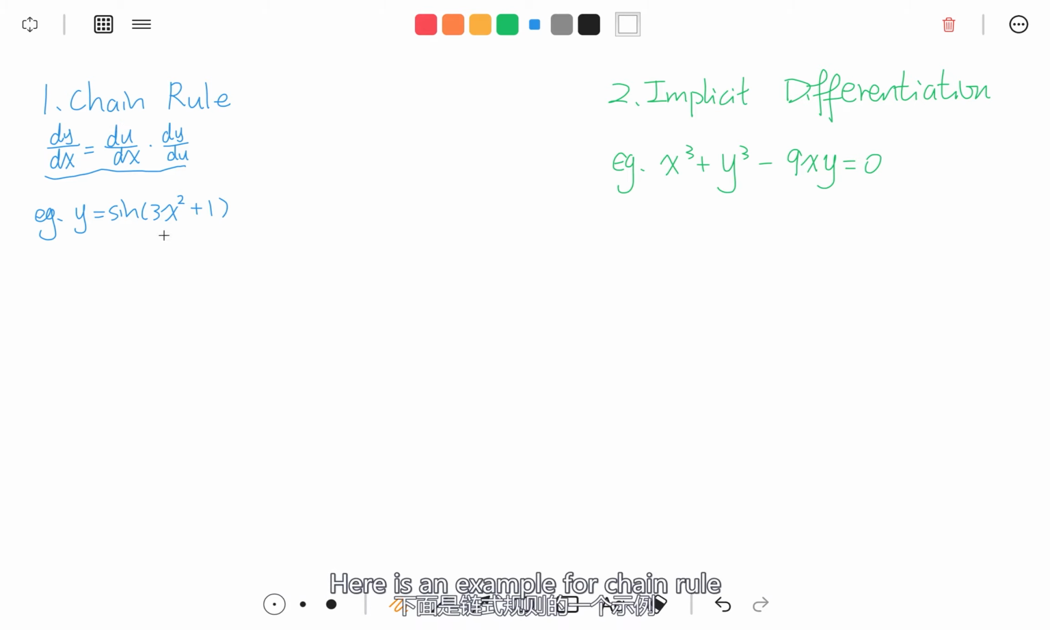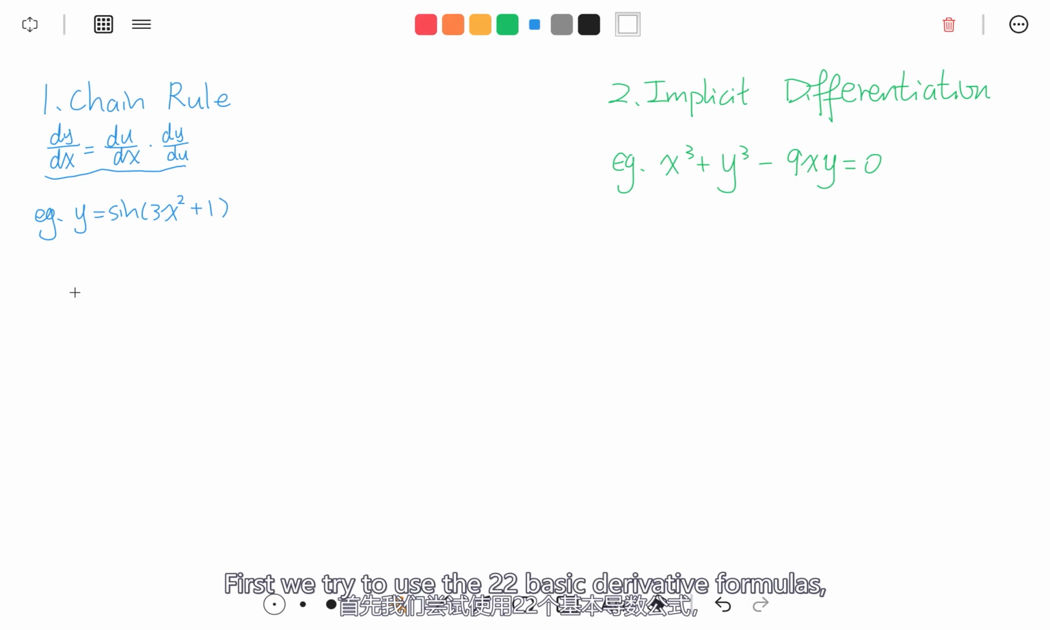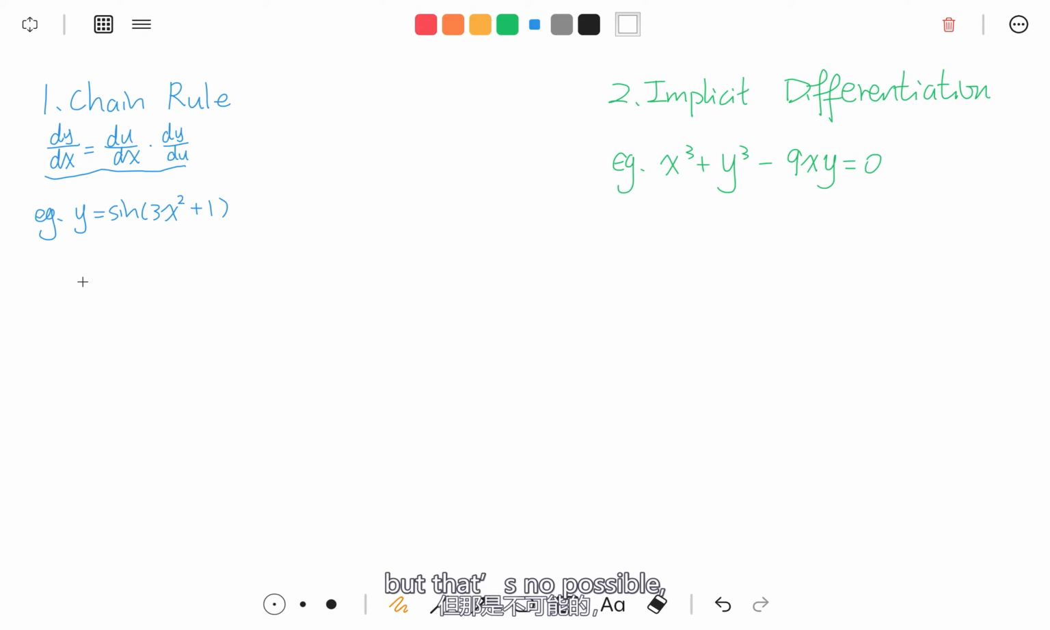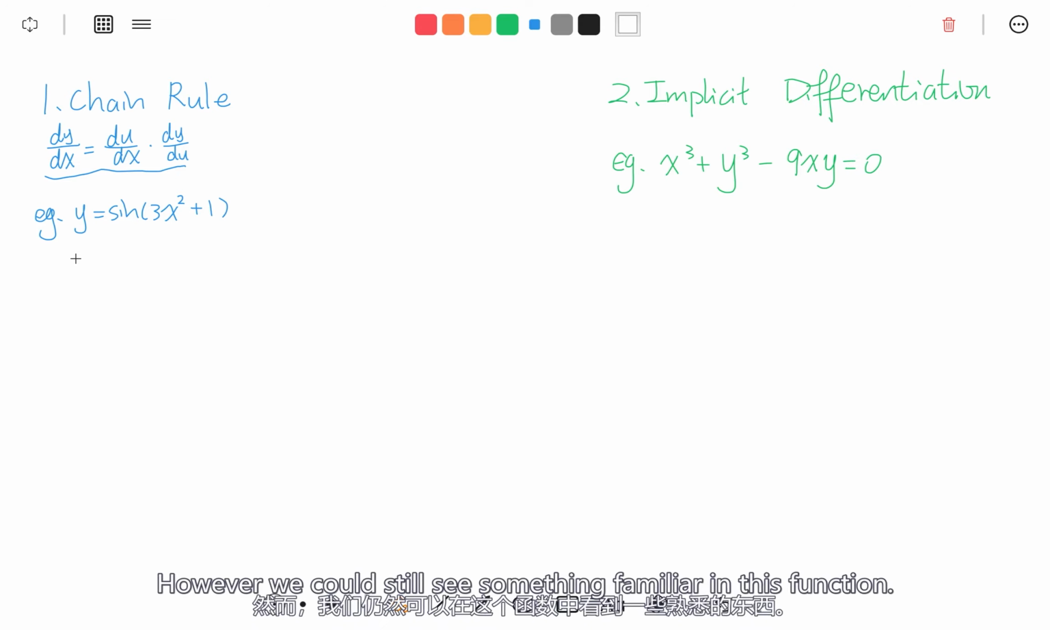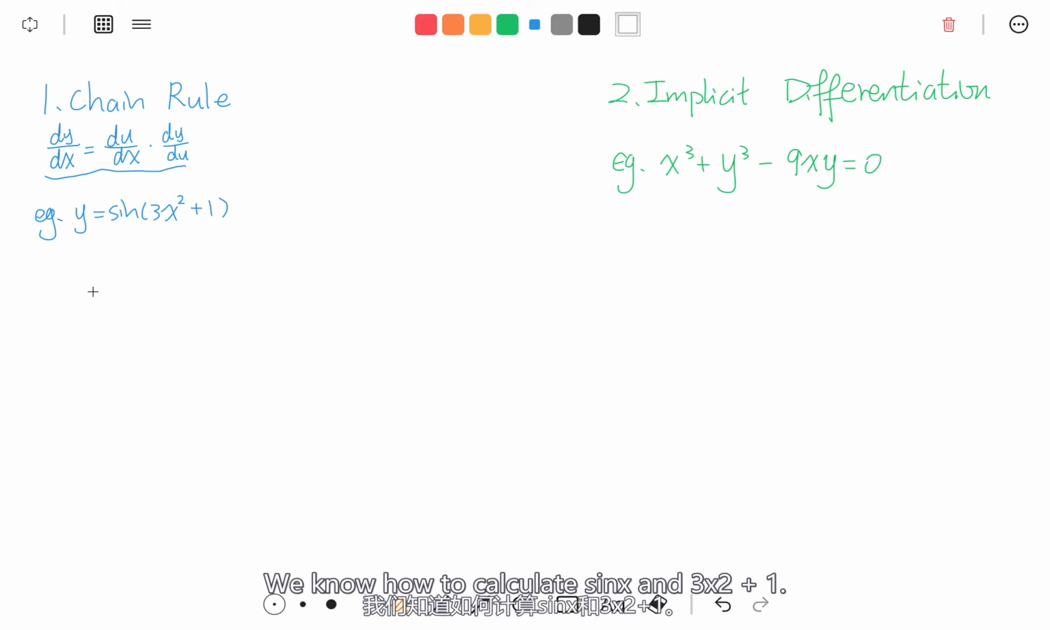Here is an example of chain rule. y equals sine of 3x squared plus 1. We want to find dy dx for this function. First, we try to use the 22 basic derivative formulas, but that's not possible because it doesn't fit any of them. However, we could still see something familiar in this function. We know how to calculate sine x and 3x squared plus 1.